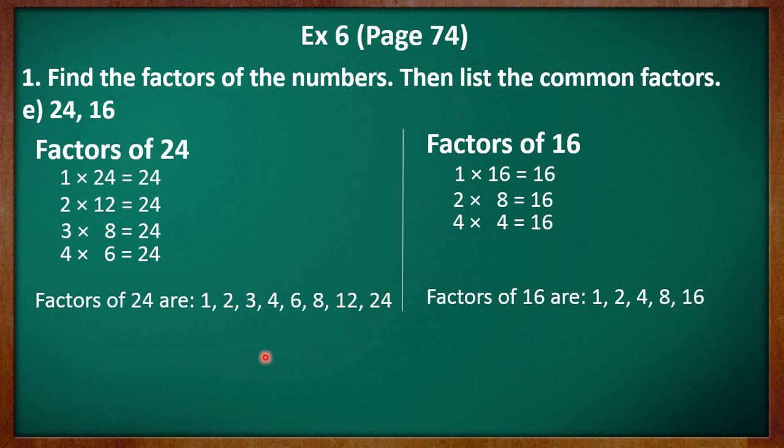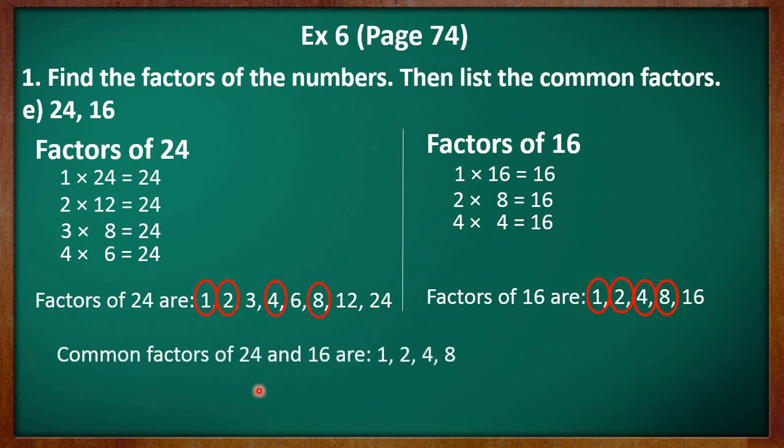Now we will observe the numbers which are appearing as the factors of 24 as well as 16, and we will encircle all these numbers and we will say that these are the common factors of 24 and 16. I hope you have understood the concept.